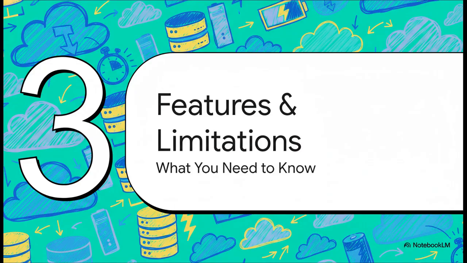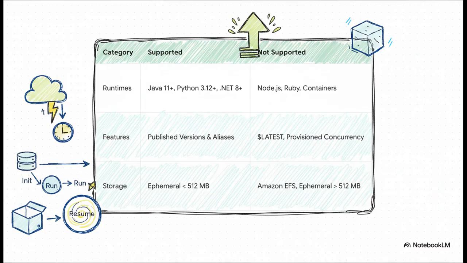Okay, so now that we get the what, let's talk about the where and how. Because there are some pretty important rules and limitations you need to be aware of before you jump in. Okay, so first up, compatibility. This is a big one. Right now, SnapStart is only for Java, Python, and .NET runtimes. So if you're a Node.js or Ruby developer, or you're using container images, you're out of luck for now. And this is really important. It only works on published versions of your function, not that $LATEST tag that we all use for development.